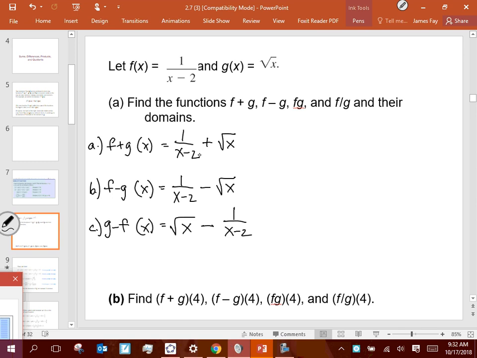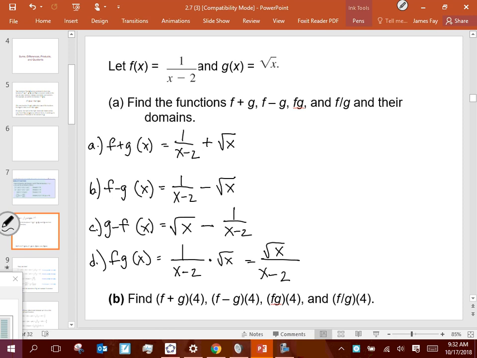Let's go f times g. F times g of x is going to look like 1 over x minus 2, that's f, times root x. I think it does make sense, at least in this one, to rewrite this as root x over x minus 2. Stop me if I'm going too fast or confused about something. Is that okay?